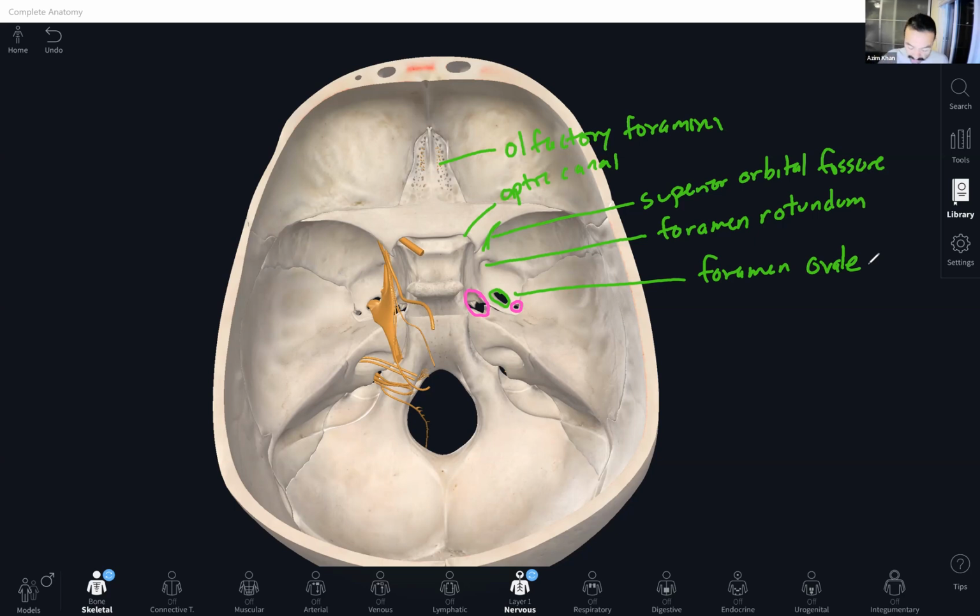After that, we have both cranial nerve 7 and 8 go through this hole here. You can see both nerves coming through on the other side. This is the internal acoustic meatus.